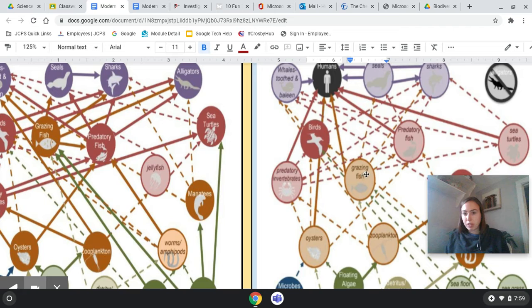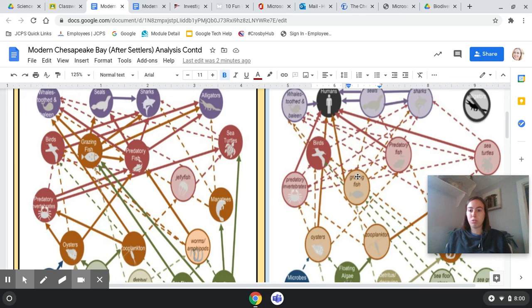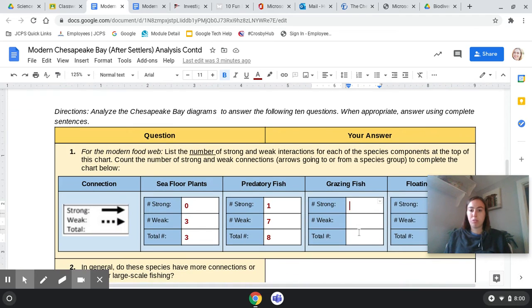I can see over here an arrow going to sea turtles. So that's 8. Oh, excuse me. The one going to sea turtles is from predatory invertebrates. So the 8th one comes from the predatory fish. And then our last one is going to be going to sharks, which will give us a total of 9. So we counted 9 interactions for grazing fish total. And we'll fill in our 9 for grazing fish.